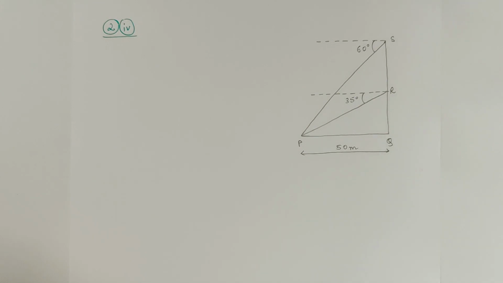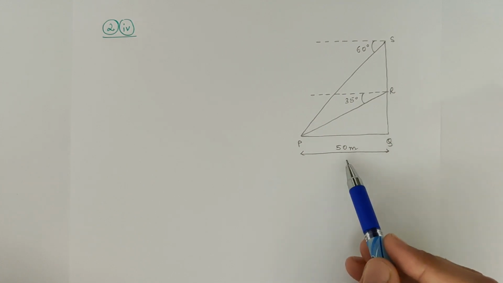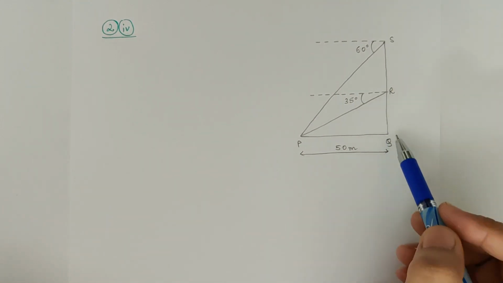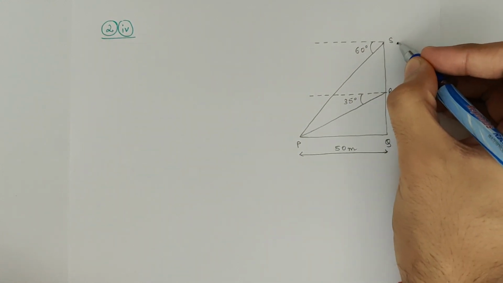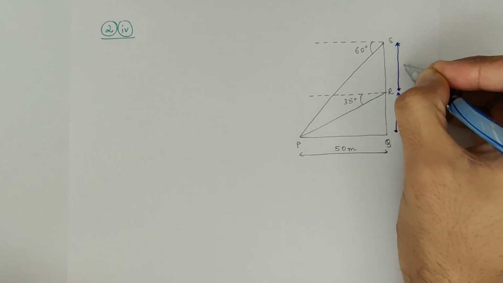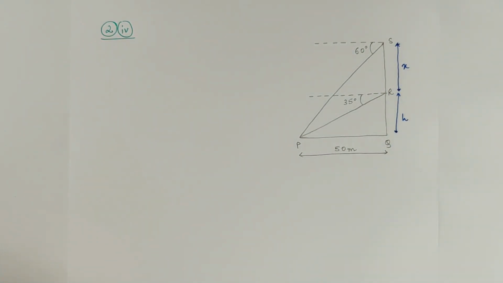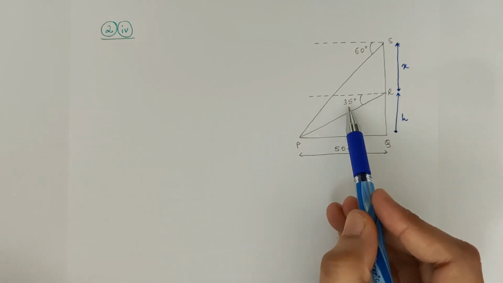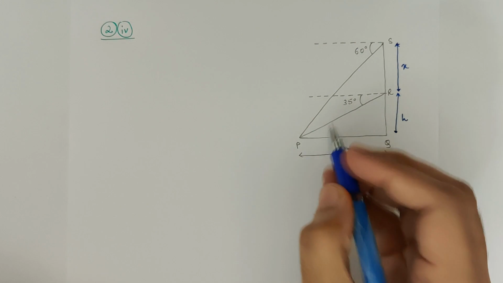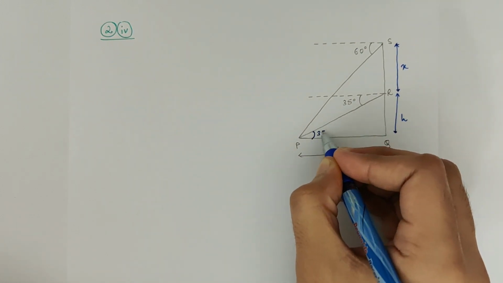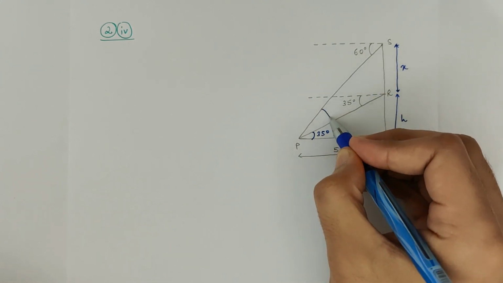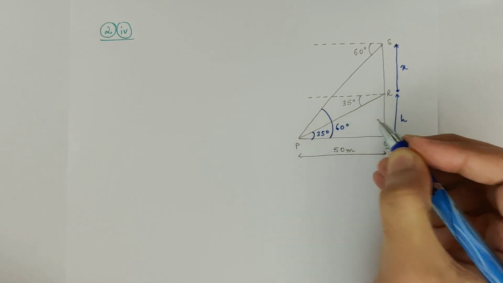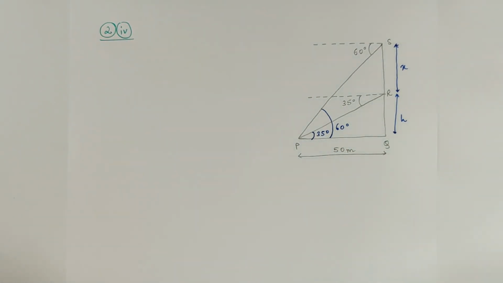Let's solve it. So guys, over here we have the given diagram. The distance between P and Q is given, which is 50 meters. Let the distance between R and Q be H, and the distance between R and S be X. So ultimately we have to find X. Now over here the angle of depression is 35 degrees. That means this angle will be 35 degrees. And over here the angle of depression is 60 degrees. That means this angle will be 60 degrees. Okay. Now we will start.